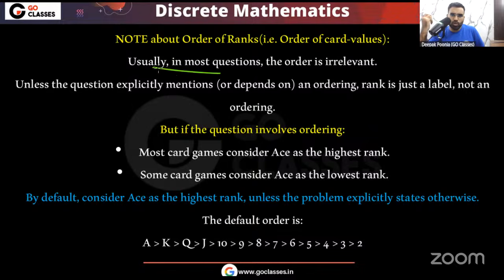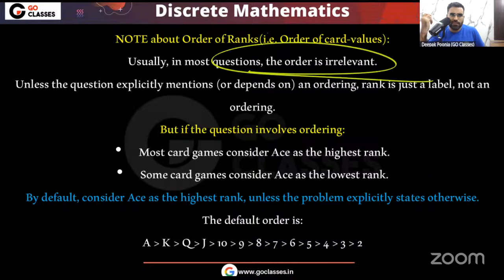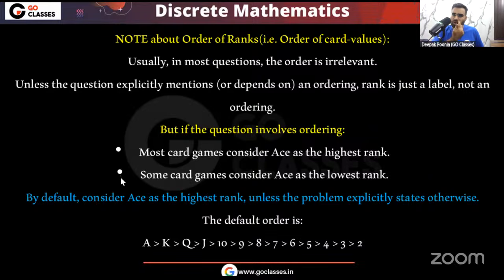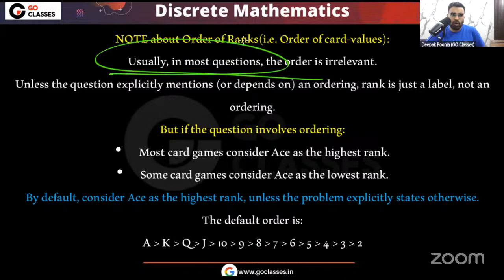And remember, in the majority of questions, the order is irrelevant. It does not matter what the order of the card values is. But if there is a question in which the ordering matters, then the information will be given to you for the ace card. If no information is given, then you can consider ace as the highest card.